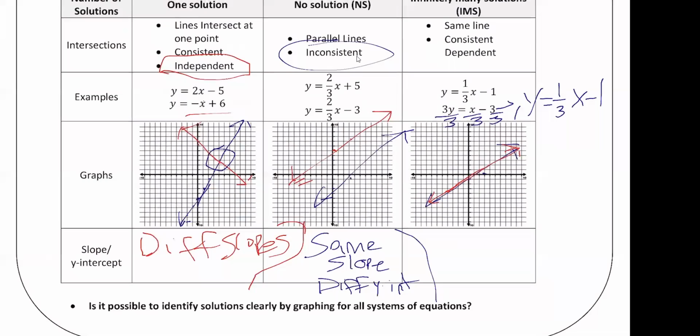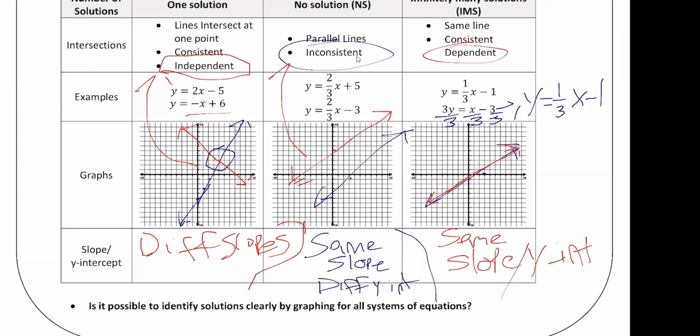So we would say that this is dependent because it's the same exact line and everything's the same. So same slope, same y-intercept. So these are the 3 things that can happen when you solve systems of equations. You can get one solution, which we would classify as independent. You can get parallel lines, which we call inconsistent, or you could get the same line, which we call dependent.